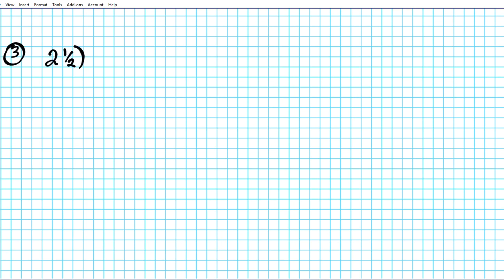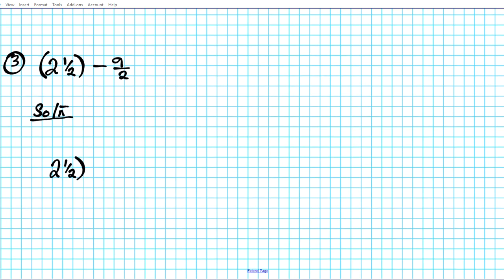Question number 3. Let's say you want to find 2.5 minus 9 over 2. Okay, let's go ahead and do it. If you take a look at this scenario, 2.5 minus 9 over 2, what you notice is that we have a mixed number and an improper fraction. This 2.5 is a mixed number, and this 9 over 2 is an improper fraction.